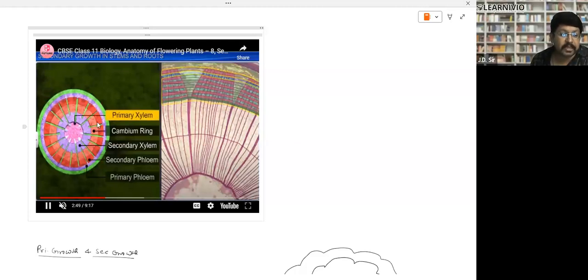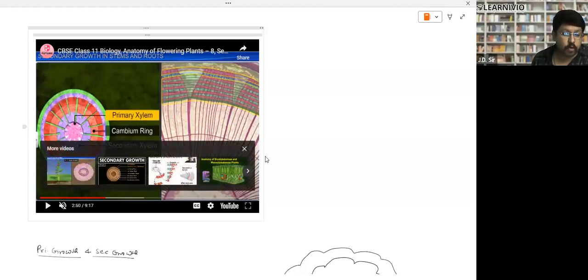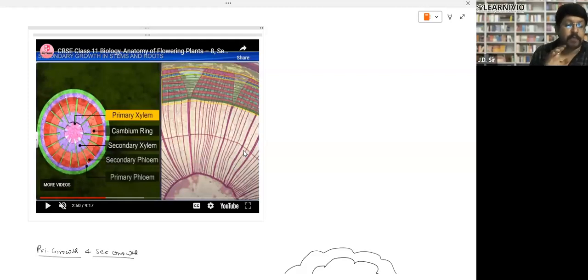And what is primary xylem? What will happen? This primary xylem, when the stem becomes very thick, will get that much pressure, it will get crushed. So the crushed primary xylem actually makes the wood part. Got it? That makes the actual wood part, right?